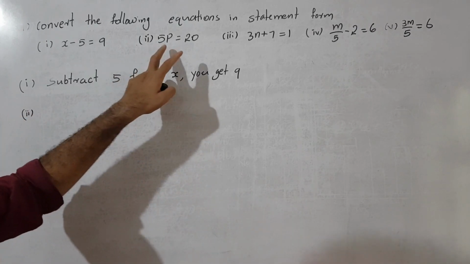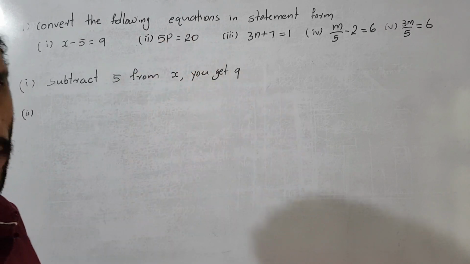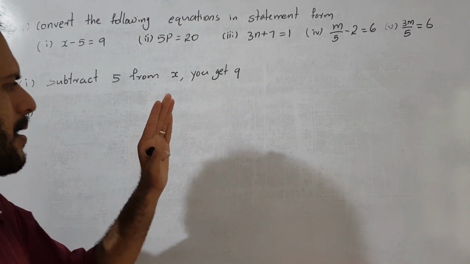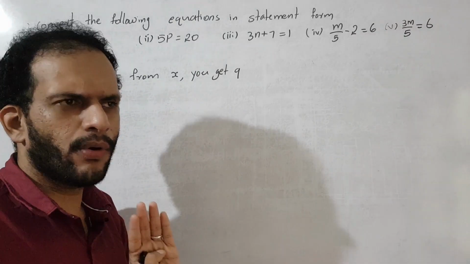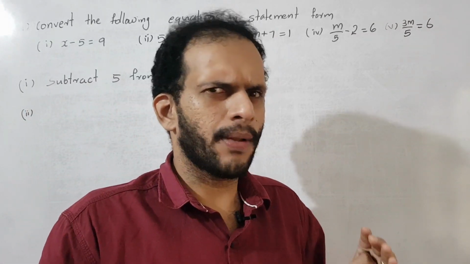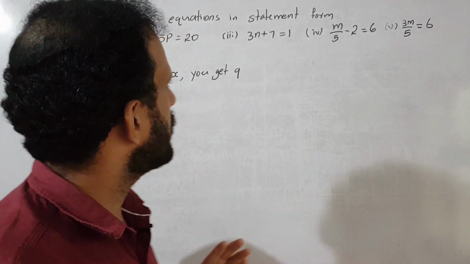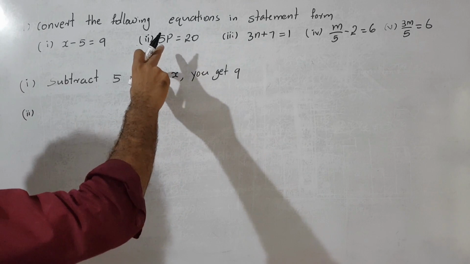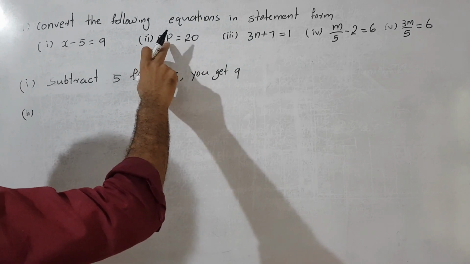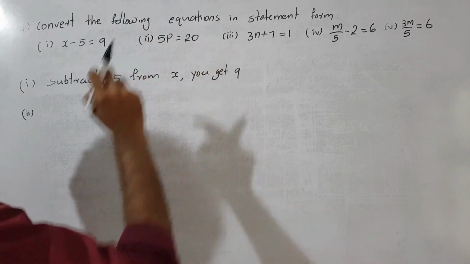Here we are multiplying 5 and p, then the answer is 20. Correct? If we multiply a number with a letter, how do we say it? Is saying multiply also correct? It's not a problem, it's not wrong. Then how do we say it? We say 5 times of p, 5 times of p is 20.